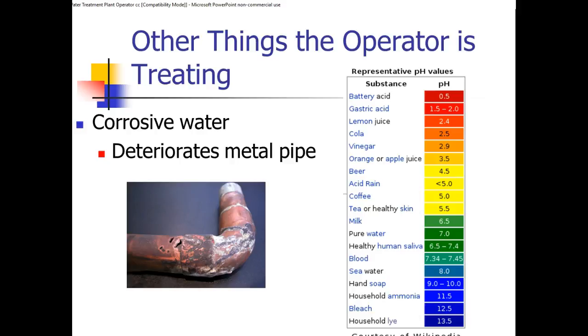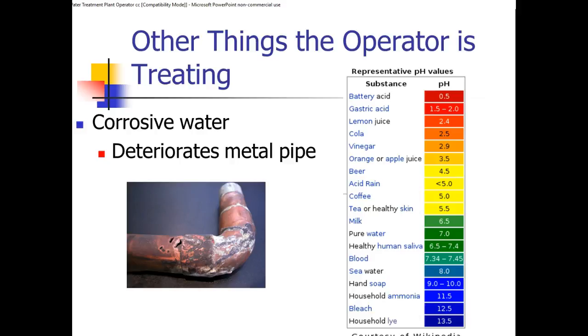Corrosive water deteriorates metal pipe. Here you're looking at some copper and you see the holes in it. But we deal with the pH quite a bit. The pH scale goes 0 to 14. Neutral is 7. Ideally, we're going to have a slightly acidic water at about 6.8 is the ideal place.